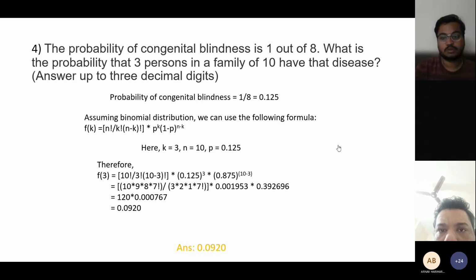Sir, in the examination, could we use a calculator to solve these numericals? I am not sure about how the examination works, but I don't think they will let you use a calculator. I can ask and we can discuss more about this in the discussion forum. Yeah, I observed there is a calculator attached to the screen.